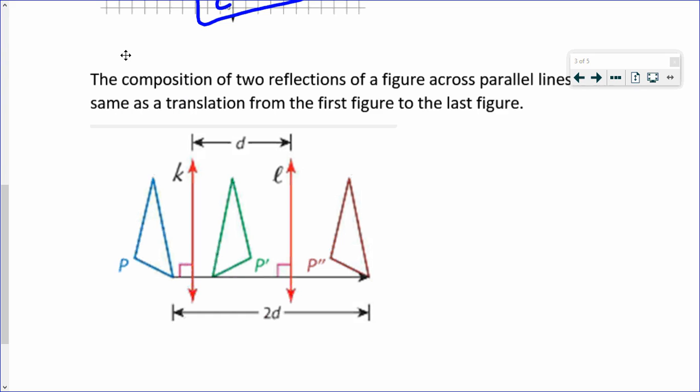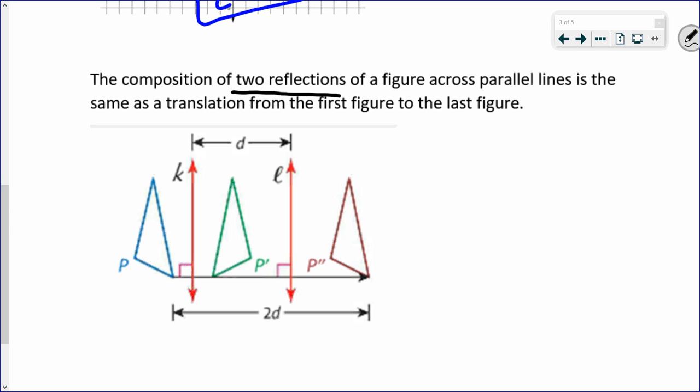Today, we're going to look at composition of transformations, not in the coordinate plane, but just in general. Okay, and so the composition of two reflections. This is what we're going to look at first today. The composition of two reflections.